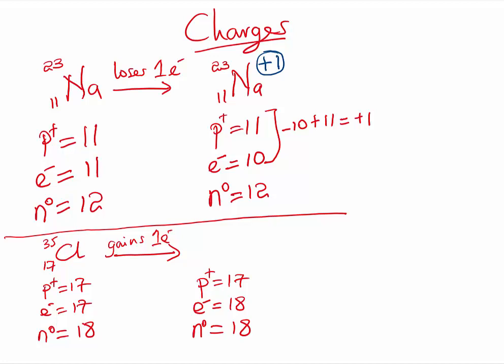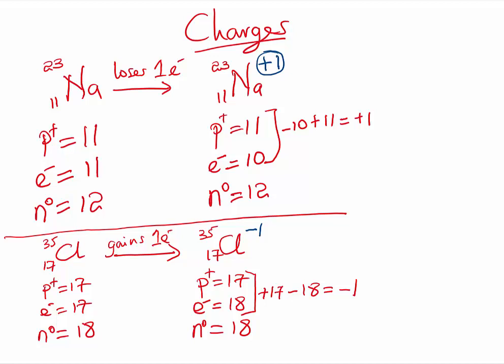So if we were to write the symbol, since it still has 17 protons, only chlorine from the periodic table has 17 protons. The mass number will also remain unchanged because the mass number only tells us about the number of protons and the number of neutrons. But how do we communicate that one electron has been gained? Again, we do a very simple addition here. We have positive 17 protons and we have negative 18 electrons. That should work out to -1, which means this chlorine should carry a charge of -1 to indicate that it has one excess electron than proton.